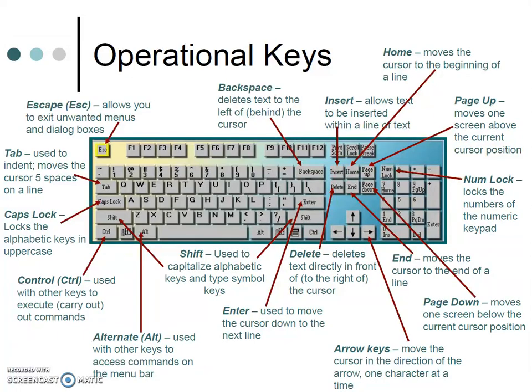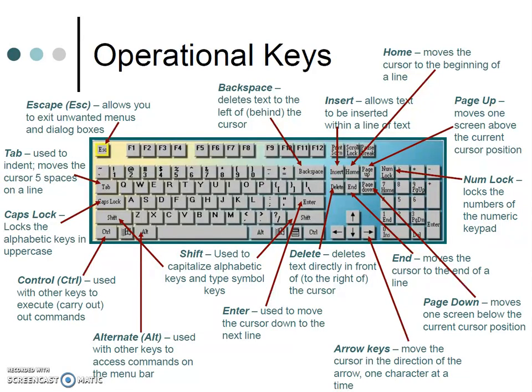Operational keys. There are a lot of them. I'm going to start up here at backspace and work my way around clockwise. Okay, backspace deletes text to the left or what's behind the cursor. The Insert button allows text to be inserted within a line of text. The Home button moves the cursor to the beginning of a line. Page Up moves one screen above the current cursor position.